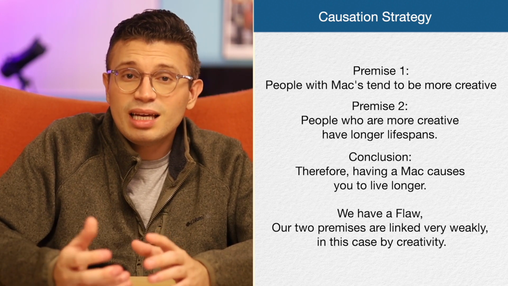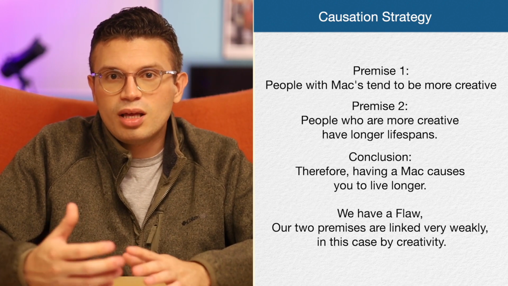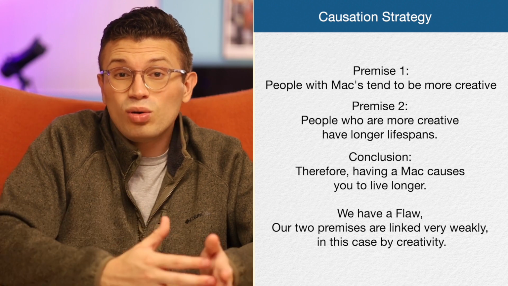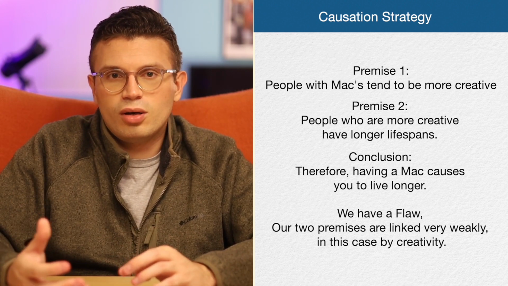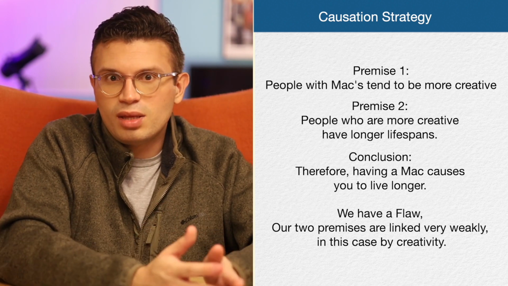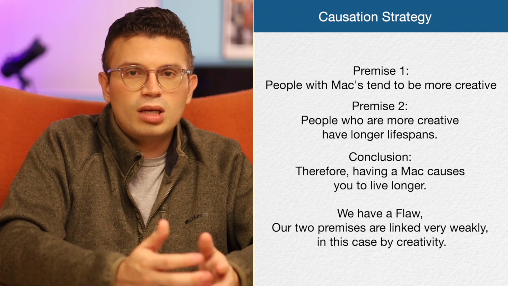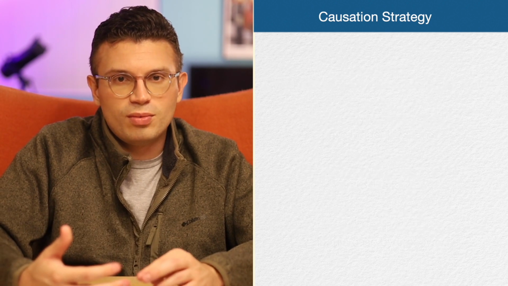If they're saying in our conclusion that having a Mac causes you to live longer, then they're saying Macs and only Macs are the only potential cause of living longer in this scenario, which unless we have a direct link in our premises is not something we can say. So what do we do with this? How do we gain points with this knowledge I'm giving you?